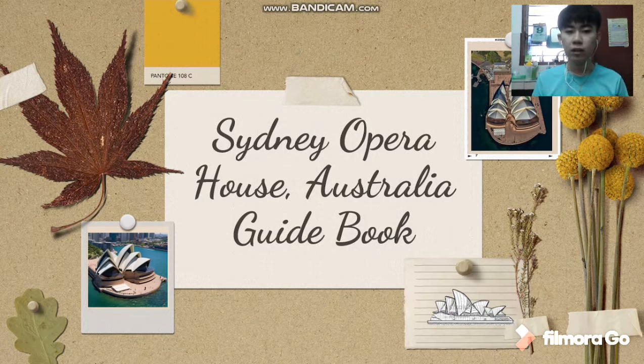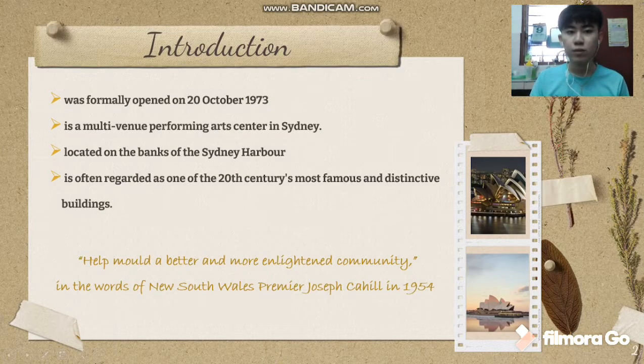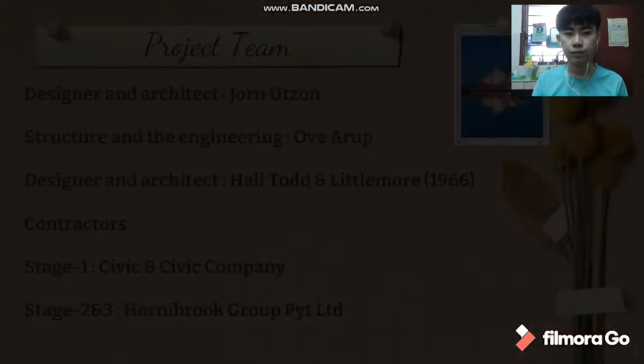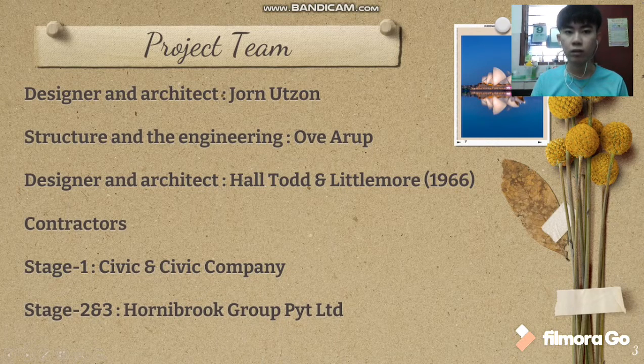Today I would like to introduce the Sydney Opera House in Australia. First, it was formally opened on 20 October 1973 and is a multi-venue performing arts centre in Sydney. It is located on the bank of Sydney Harbour and is often regarded as one of the 20th century's most famous and distinctive buildings. Now I would like to introduce the project team.